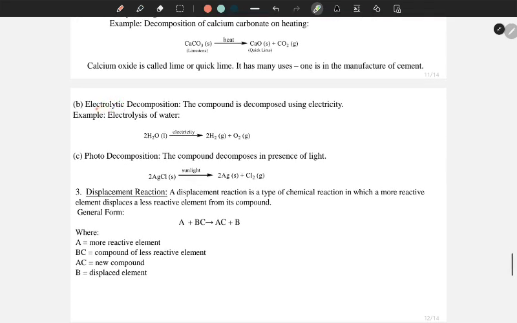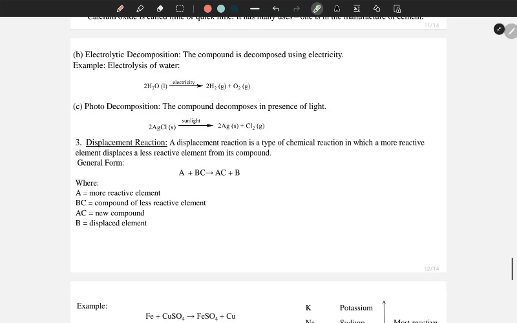Now let's come to electrolytic decomposition. That is when we apply electricity to it. When we apply electricity to break a bond, that is known as electrolytic decomposition. An example is water. When we apply electricity to water, it gets converted to hydrogen gas and oxygen gas. So it is an example of electrolytic decomposition.